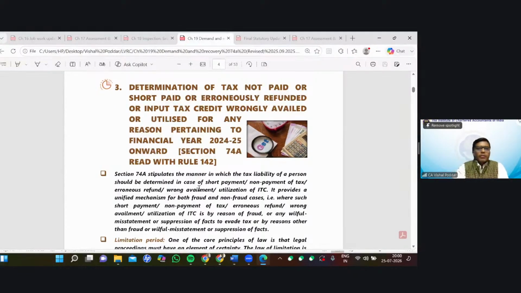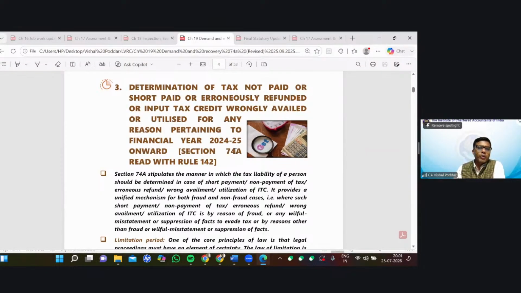Now again, what are the different reasons where demand can be made? So first, tax is either not paid or it is short paid. So either you have completely not paid the tax or you have paid it at a lower rate and the officer believes it is at a higher rate. Or you have taken a refund which is found to be erroneous. Or you have wrongly availed and utilized input tax credit.